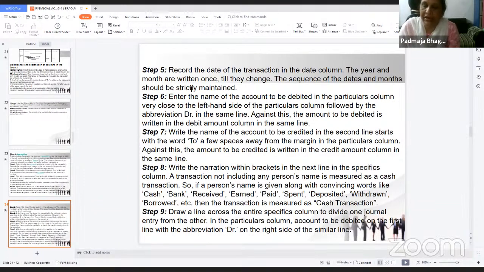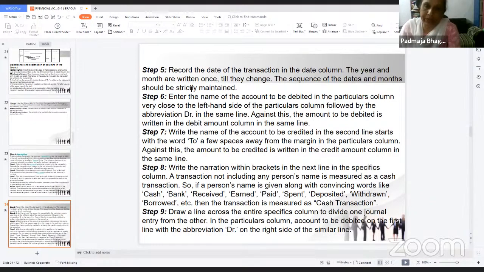Once written, you need not write the year each and every time. Once you write it in that month, that year will be continued until it is changed. And the sequence of the date and the month should be strictly maintained.